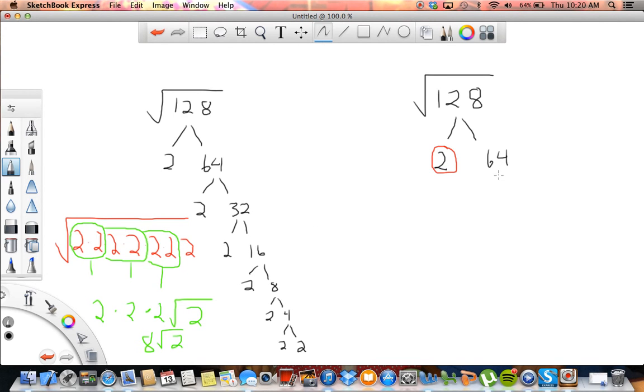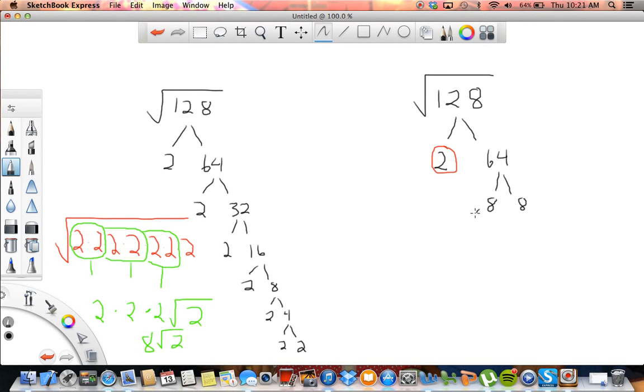So now I'm going to go back over here to 64. And instead of doing what we did over here and dividing by 2 again, I know that 64 will break down into 8 times 8. Okay? Now, are either of these numbers prime numbers? No, they are not. So let's go ahead and continue doing this.